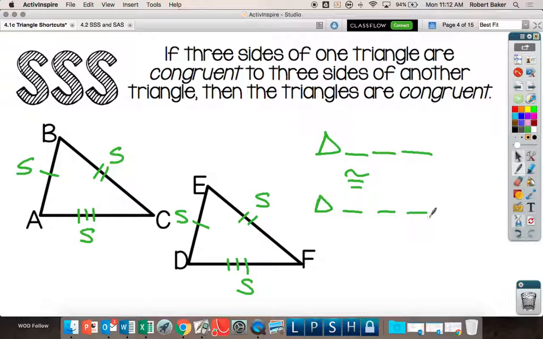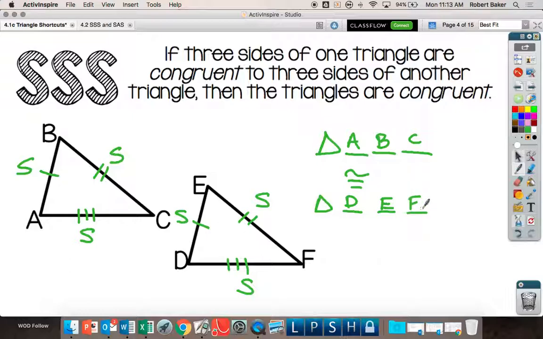So you have to name this triangle. Triangle ABC. Now, remember, order matters. Because I went A, B, C, like this. I went 1, 2, 3. I must do the same thing on this side. D, E, F.